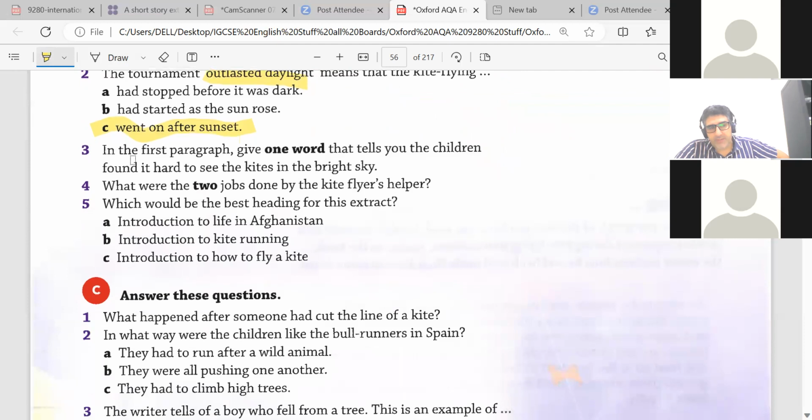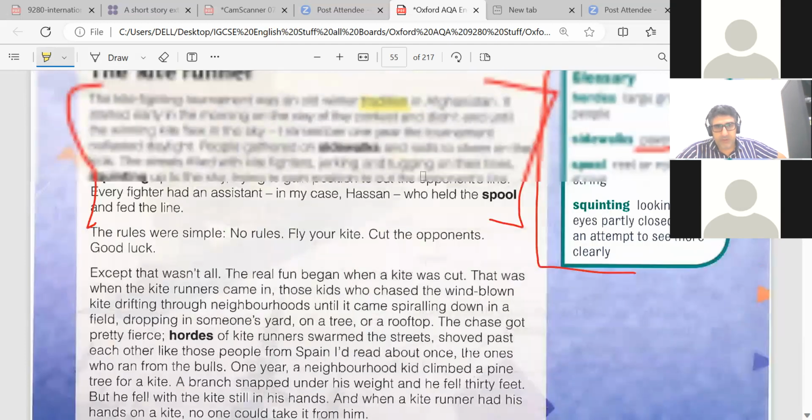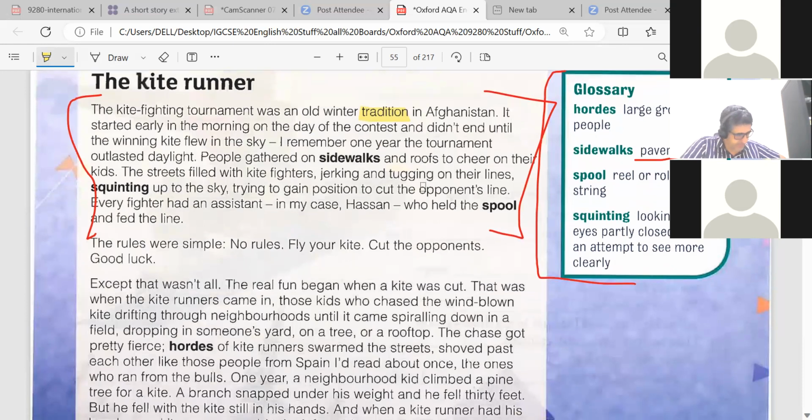Let's go to paragraph 1 again. In the first paragraph, give one word that tells you that children found it hard to see the kites in the bright sky. Be careful, one word only. It's hard to see the kites in the bright sky. You have 1 minute. Squinting. Let me clarify your time.